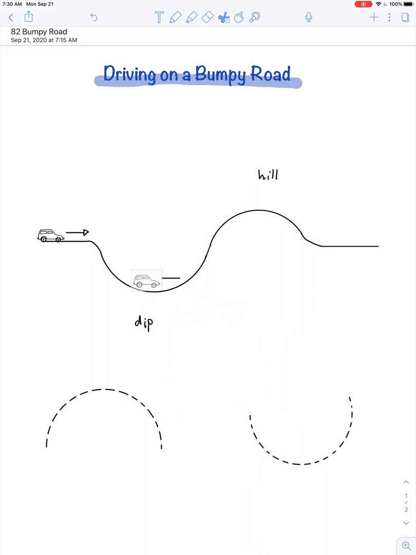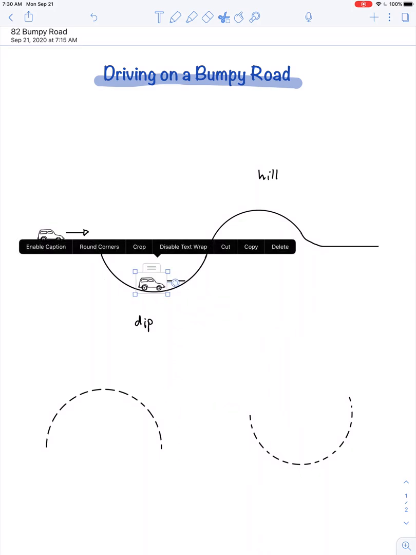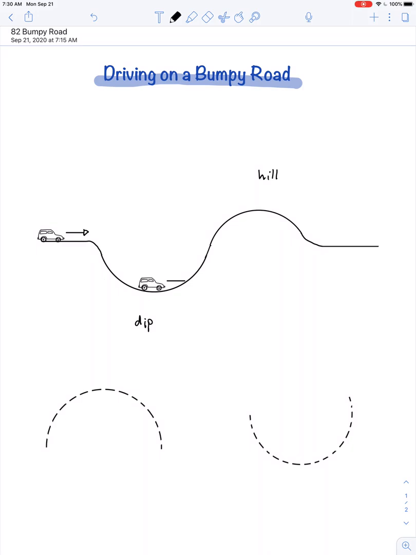So maybe at one point when the car is at the bottom of the dip, it's still going that same constant speed. We'll say that's 30 meters per second. And you're sitting inside this car and you have a mass of 60 kilograms. Okay, so if we let g round up to 10 meters per second squared, then that means your weight, which is your mass times acceleration due to gravity, would be 600 newtons.